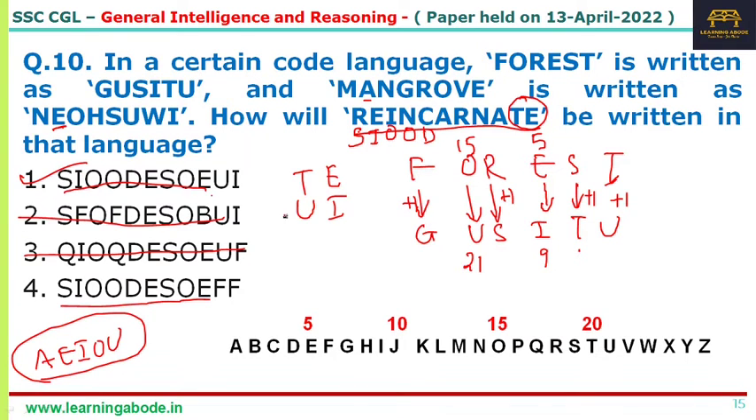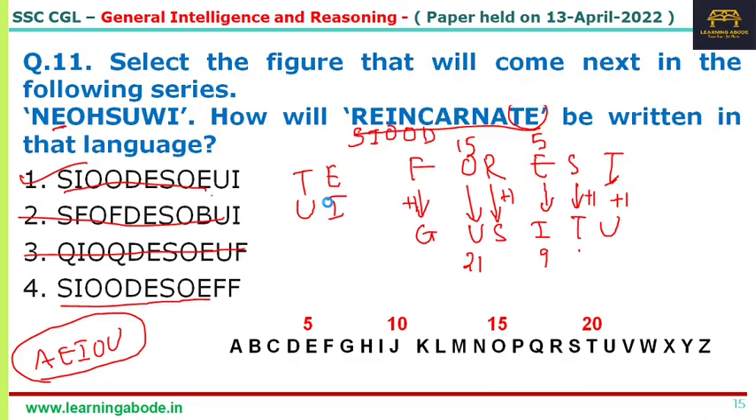So the logic is this: if the letter is a consonant, they just go for the next immediate alphabet. If the letter is a vowel, they go for the next vowel. So that's the logic for the 10th question.